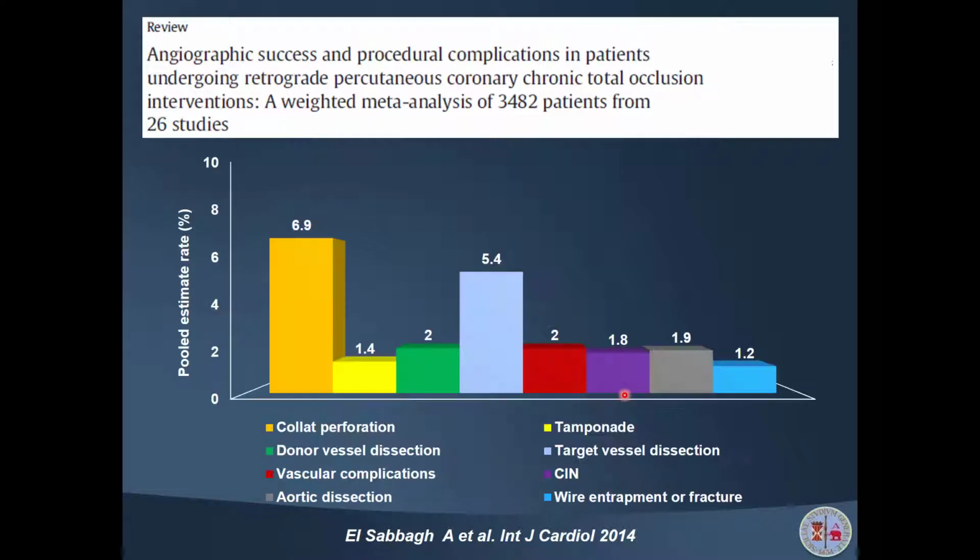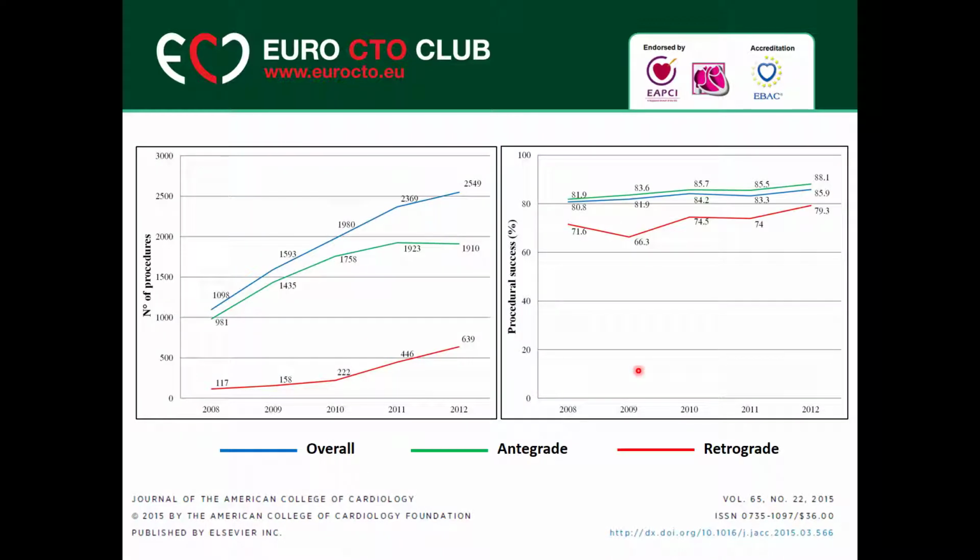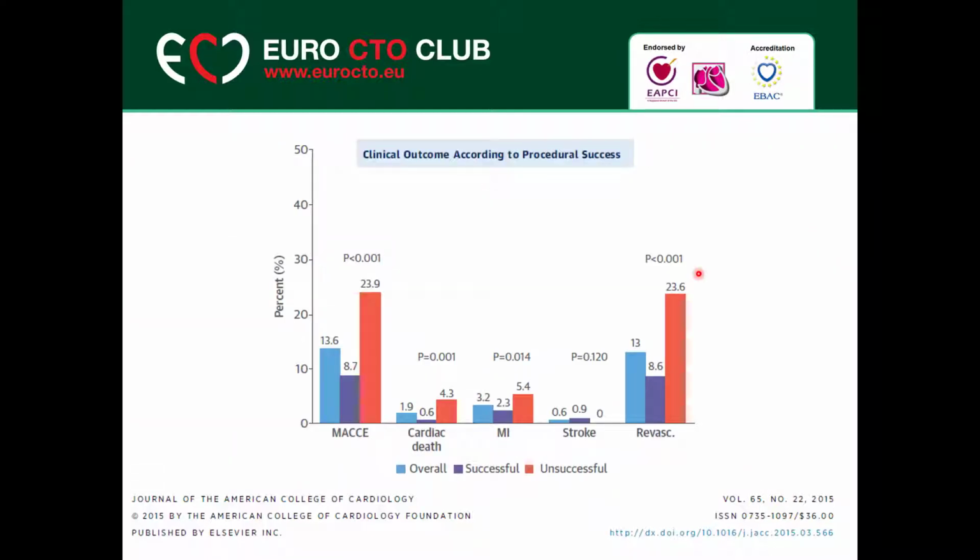In our experience in this retrograde CTO recanalization study, we showed not only the percentage of success, which is around 71 to 80% in the years, but also what is important to understand: if you have a success, of course your clinical outcome will be much better than a failure, and this is not only for the antegrade but also for the retrograde. And also the predictors of failure for retrograde approach are basically the JCTO score more than 3, so more complexity, left ventricular ejection fraction below 35%, prior PCI, and male gender.